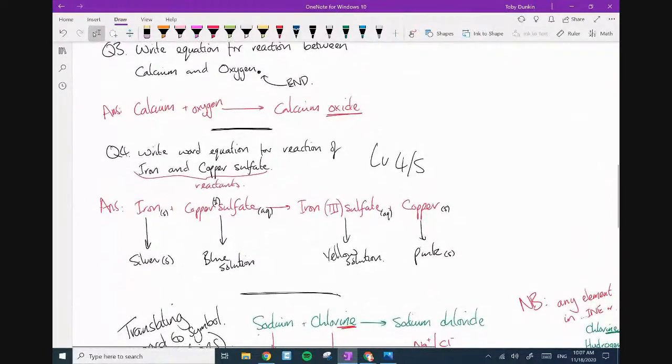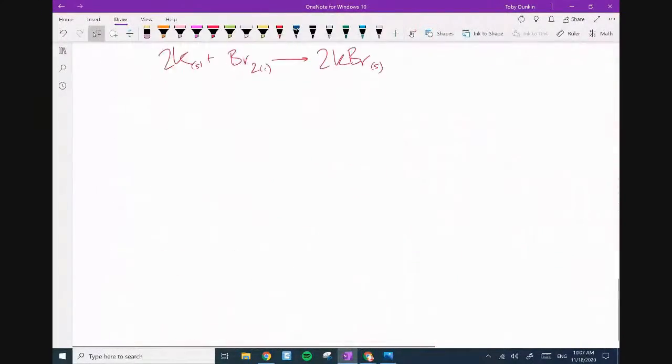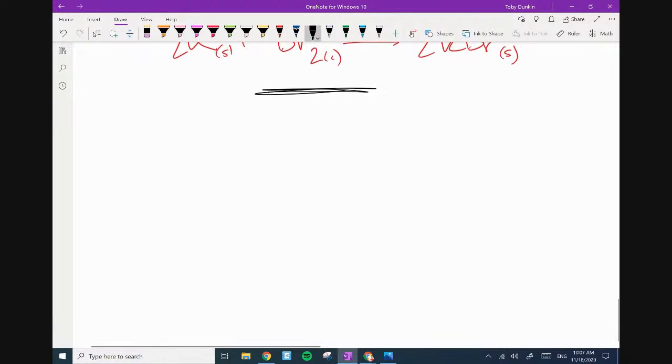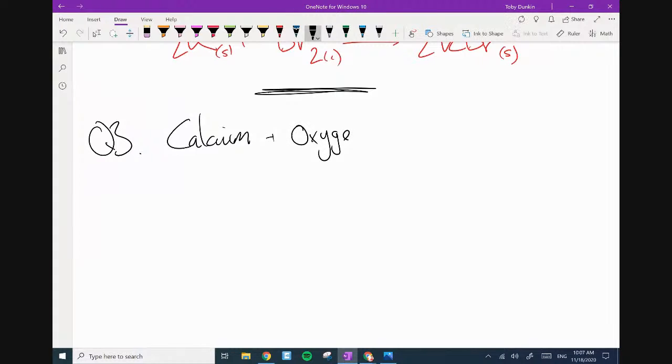Question number 3, calcium and oxygen. Love it. Now this one, again, is going to require you to have a bit of thought about it. You can't rush these equations. By the way, it gets quicker the more you do it. People often say, I'm teaching it how to speak chemistry. It's language. So, word equation: calcium plus oxygen goes to calcium oxide.